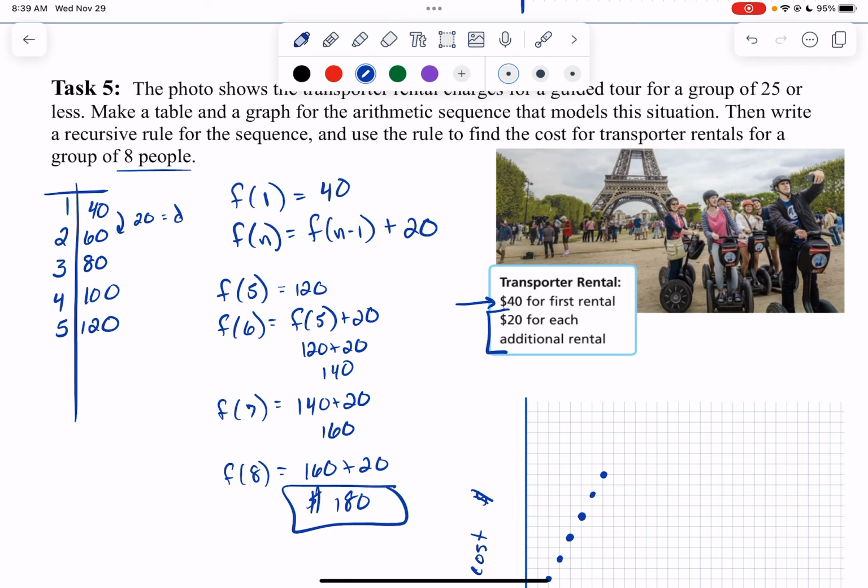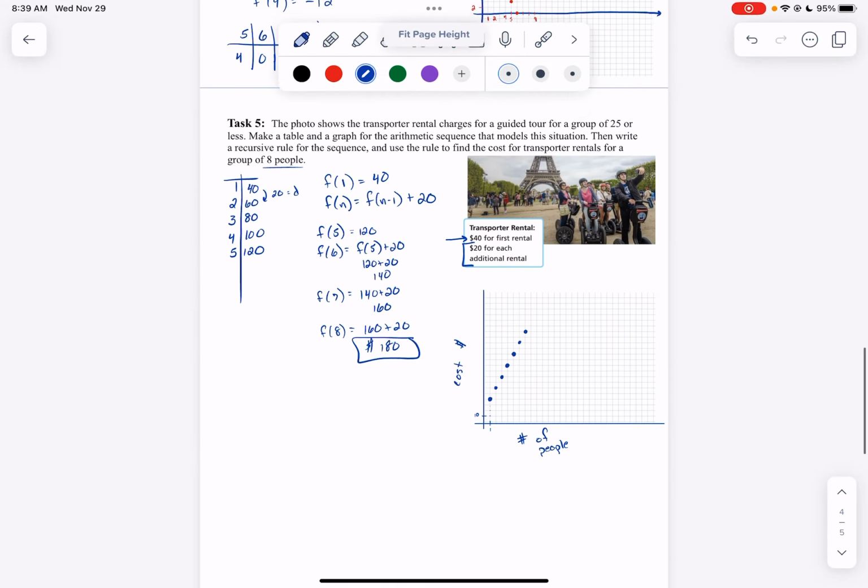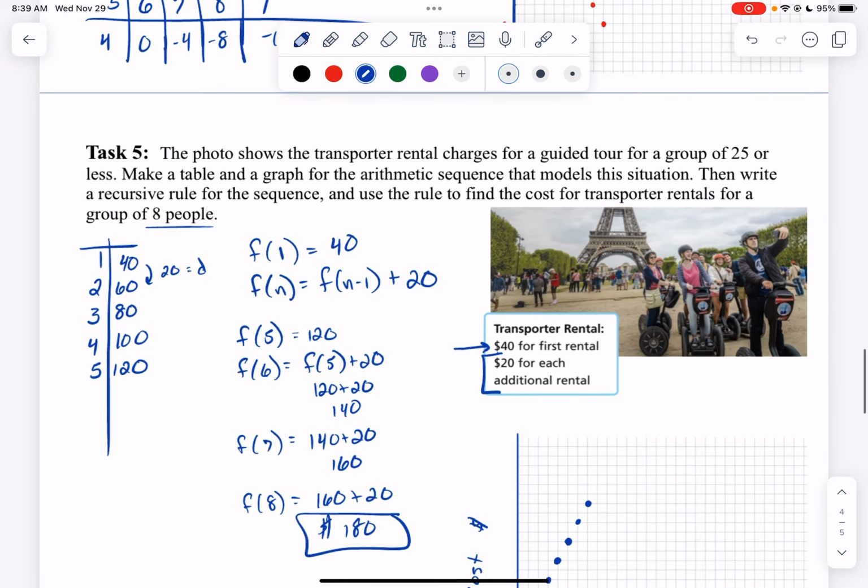5, 6, 7, 8. Again, you have to find all the numbers in between, which makes the recursive rule not as useful as other rules.